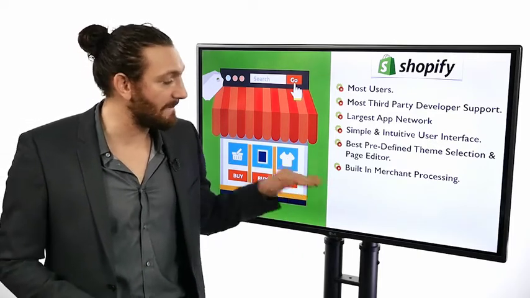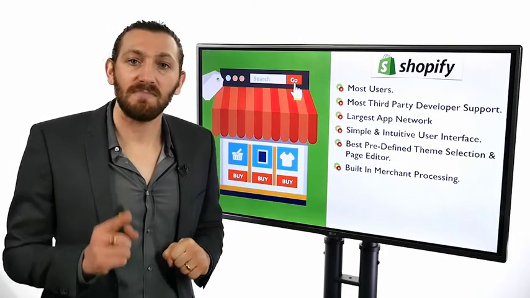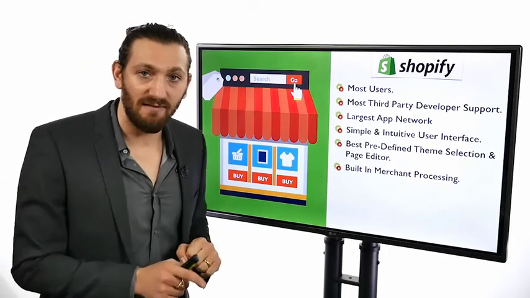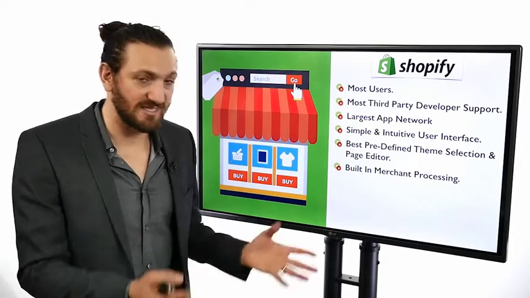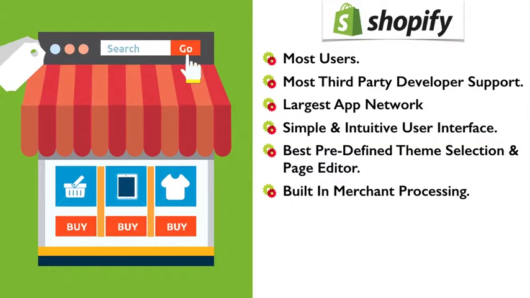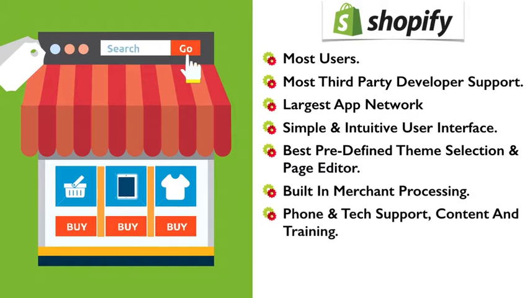And one of the things about them building in merchant processing is it means that they're not just an e-commerce platform anymore. They also have a point-of-sale system. So they do POS. You could literally sell at farmers markets using the Shopify content management system and product management system.